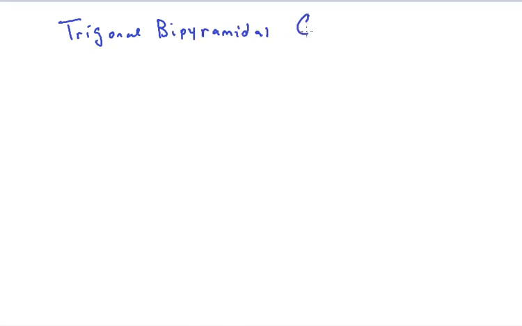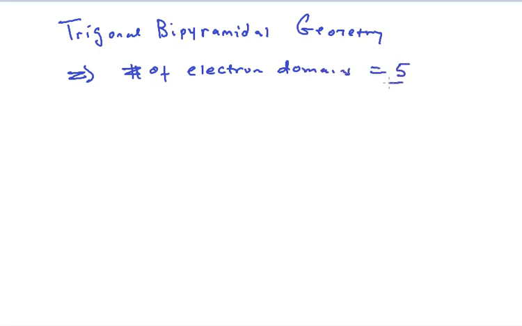So what does this geometry look like? Basically, again, everything starts with the number of electron domains. A trigonal bipyramidal needs to have 5 electron domains. They can be bonded or lone pairs of electrons, but altogether, once you pick the central atom and see how many bond pairs or lone pairs are connected to the central atom, that determines the geometry.